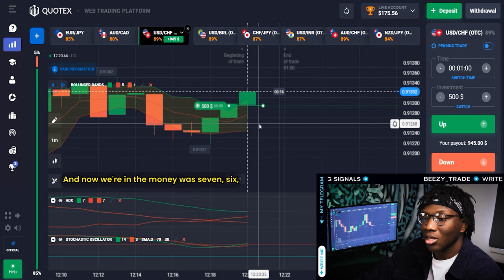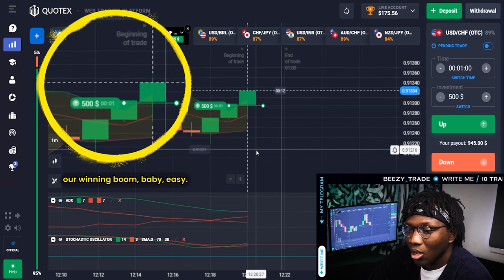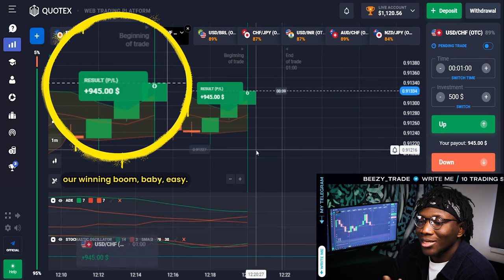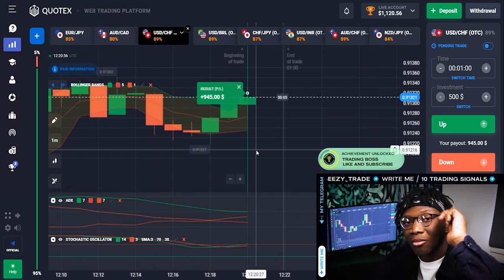We're 7, 6, 4 seconds away from getting our winning. Boom, baby. Easy. We're 1 for 1, $945 made. But we can't stop here. We gotta keep going.